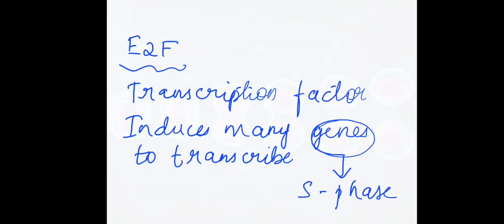Now when E2F is bound with the hypophosphorylated or unphosphorylated PRB protein, this is not inducing genes to transcribe. So there is no point of S phase here. Five main E2F family members have been identified, and these molecules show preferential binding to different types of RB family members. So E2F activity is controlled by PRB protein.